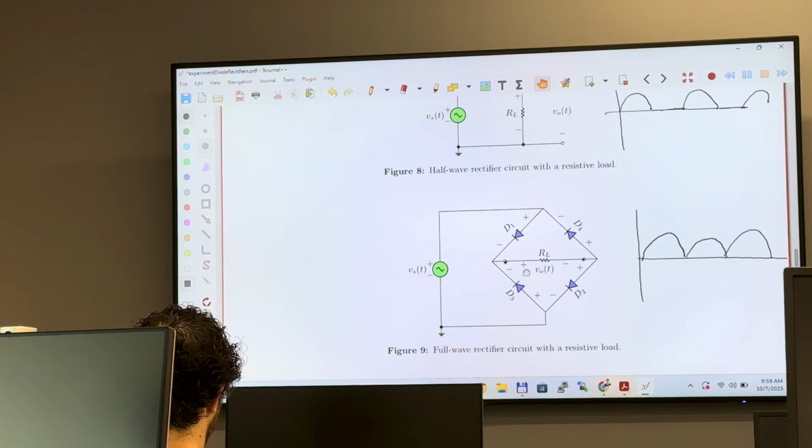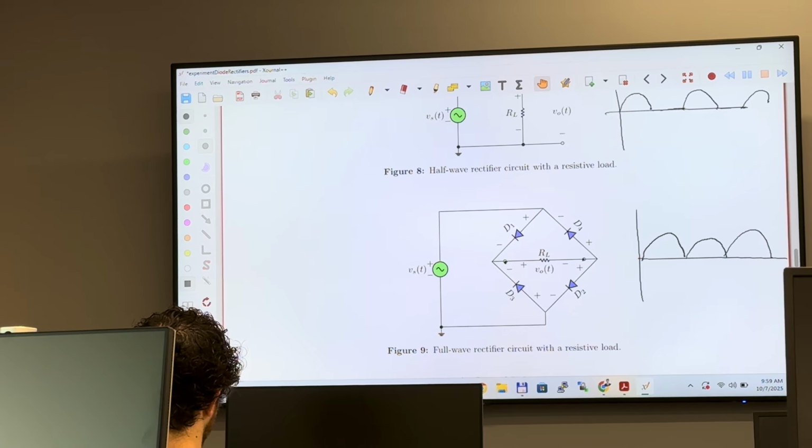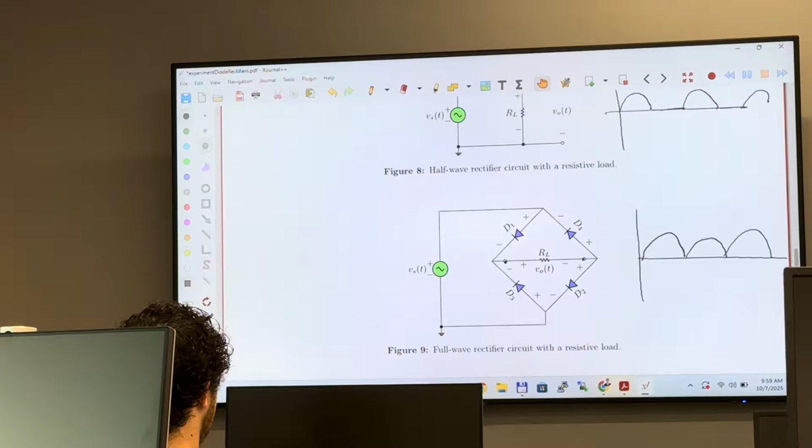Now here, when you take the output across this resistor, you guys tell me, in 221 or in 240, did you use the math channel in the oscilloscope? Math channel. Exactly once.